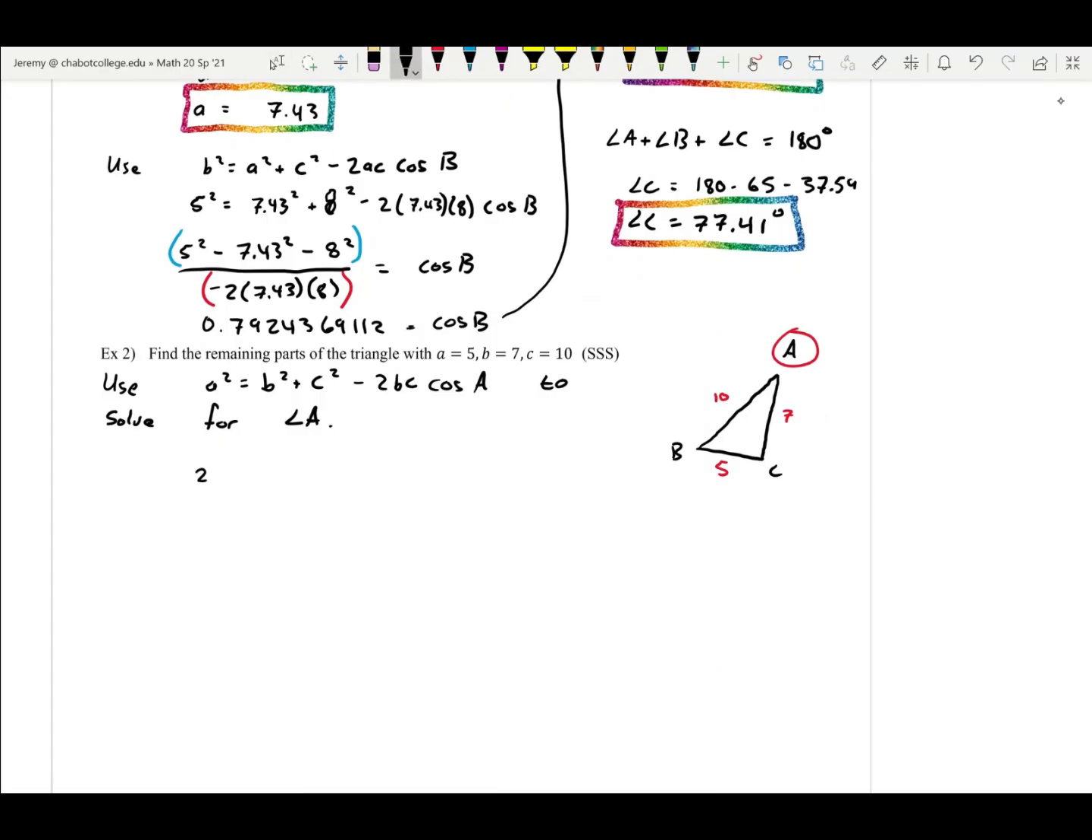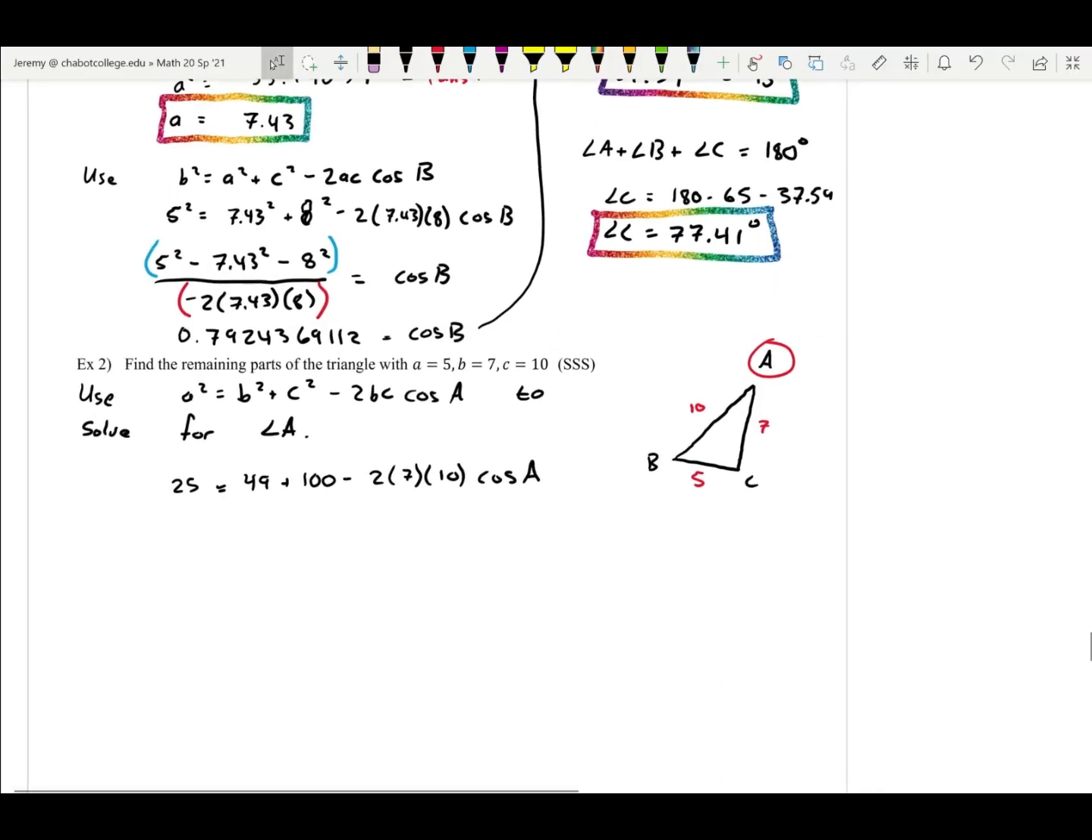It's going to be 5 squared, which is 25, is equal to 7 squared, which is 49, plus 10 squared, which is 100, minus 2 times 7 times 10, times cosine of A, and that's my variable.